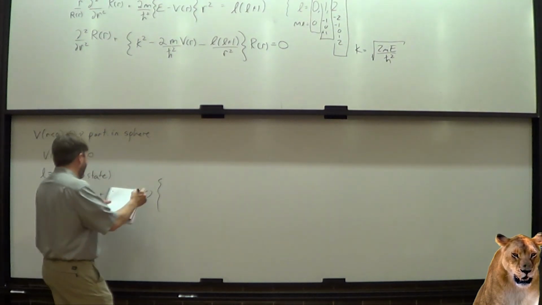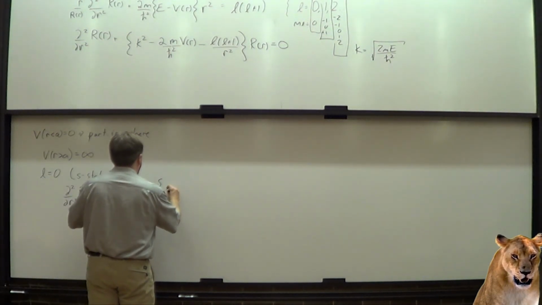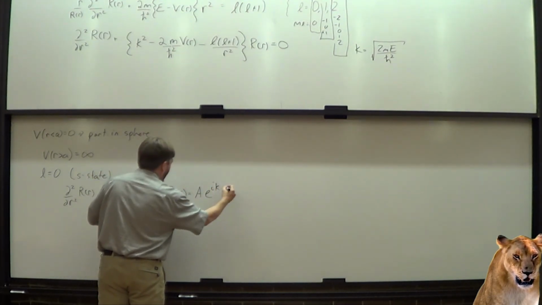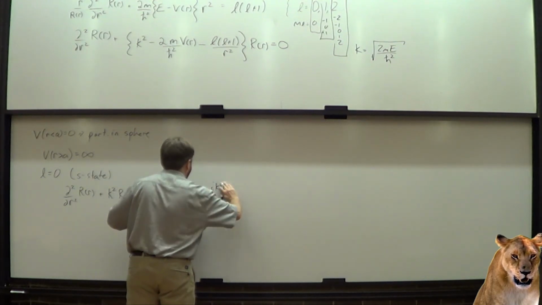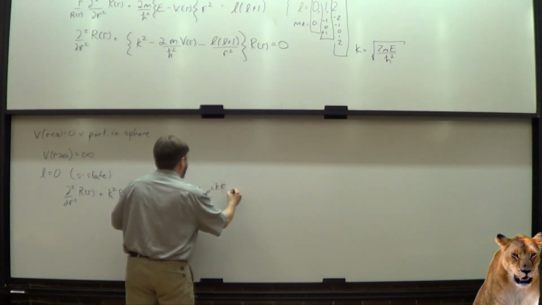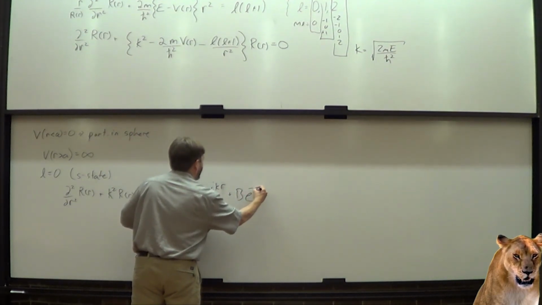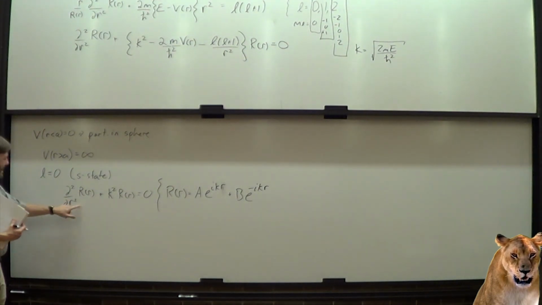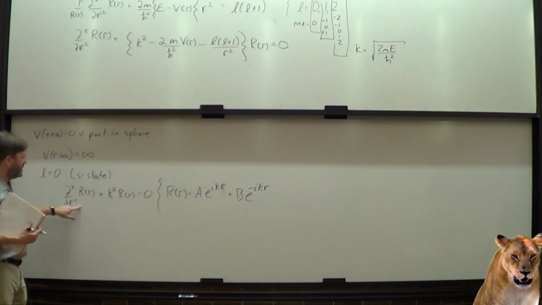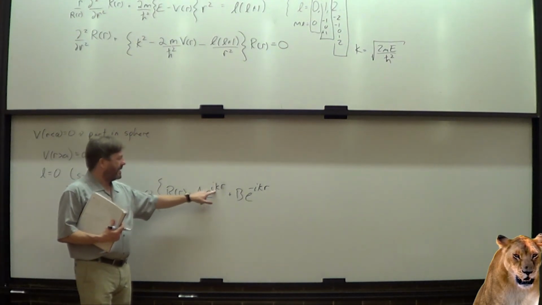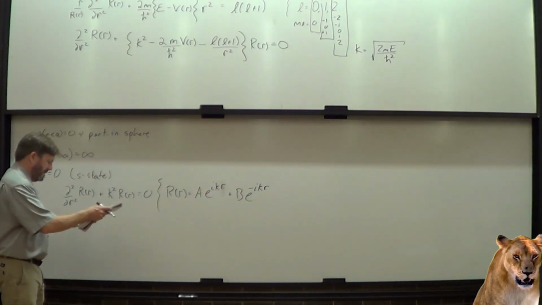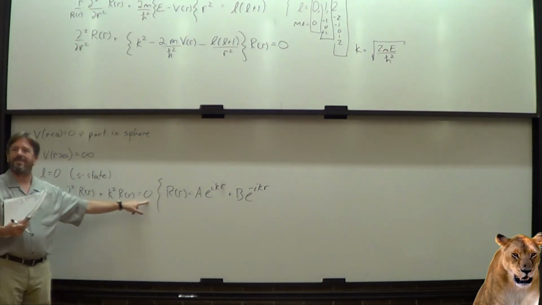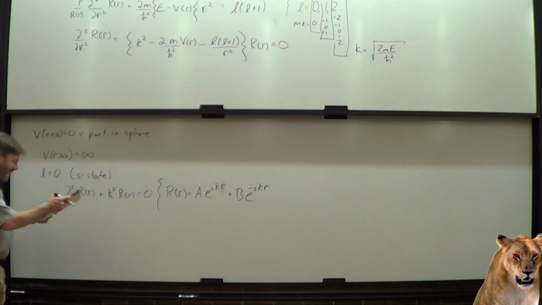Those are just letters. The solution is automatically A e to the i k, not x. I did an x, I didn't need to. There's no x. Plus B e to the minus i k r. Right? Double derivative, the function survives it. You just end up with a minus i squared k squared plus k squared is equal to 0. Right? So there you go.